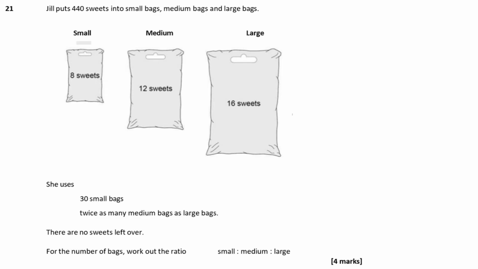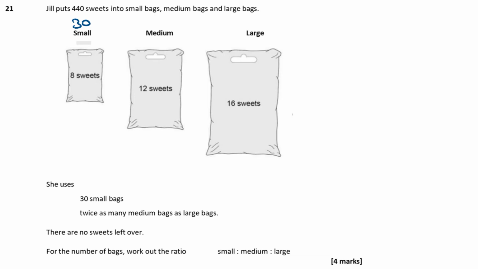Okay. So I'm just going to write that information under here. So the number of small bags you use, that's going to be 30. Now I don't know how many medium bags we use, but we know it's twice as many as the large bags. Now when we don't know something in maths, best thing to do is to give it an algebraic value.